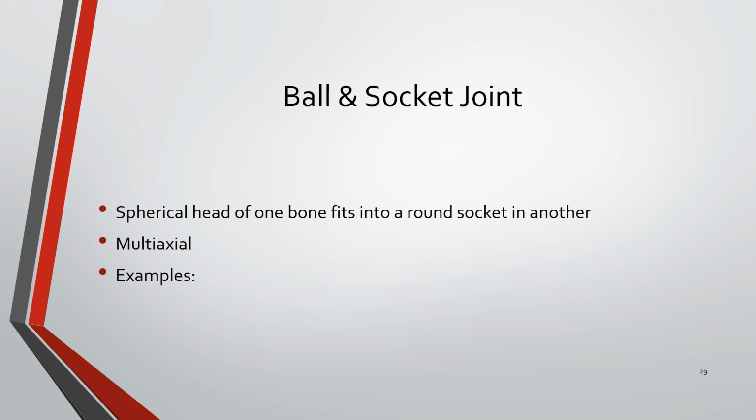Examples of ball and socket joints, we've really got 2 major ball and socket joints in the body. Your hip is a ball and socket joint, and also your shoulder is a ball and socket joint. Okay, so I want you to think about what are the major differences between the hip and shoulder ball and socket. If you think about what they actually look like, if you could just look at the bones themselves, you could tell me some major differences.